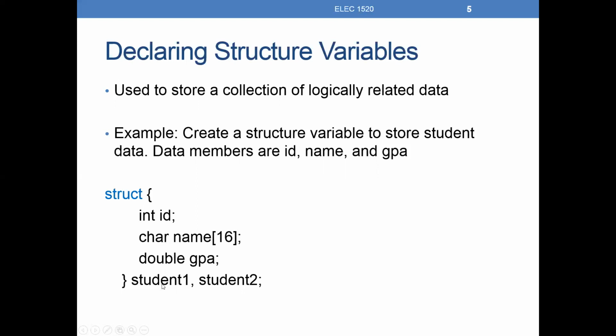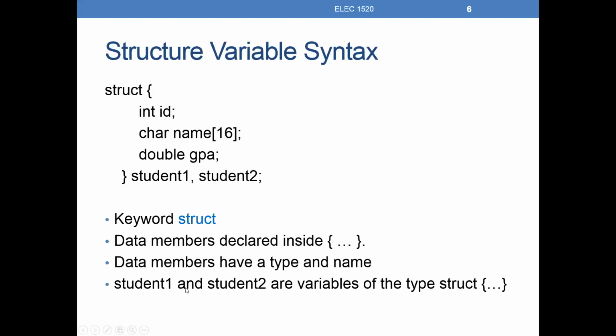And then after this, by giving these two identifier names, we created two structs. One's named student1 that has these 3 data members associated with it. The other one's named student2 that has these 3 data members associated with it as well. So remember then, keyword struct, data members are always declared inside curly brackets. Data members must have a data type and a name. And then these names that I gave afterwards are just variables of that struct type.